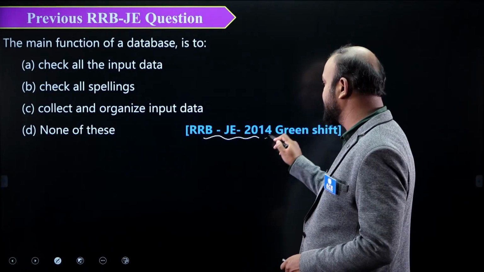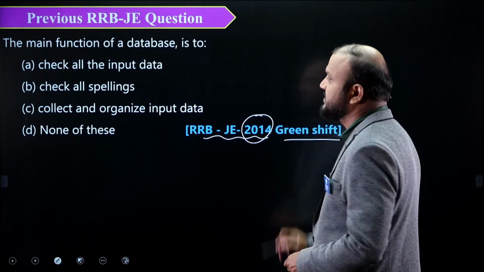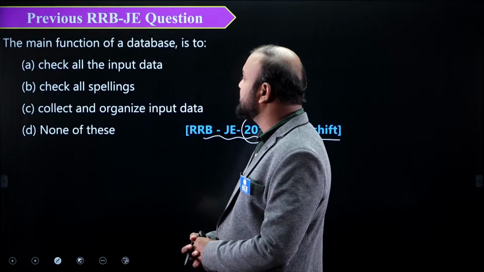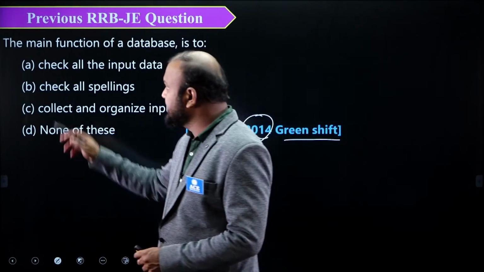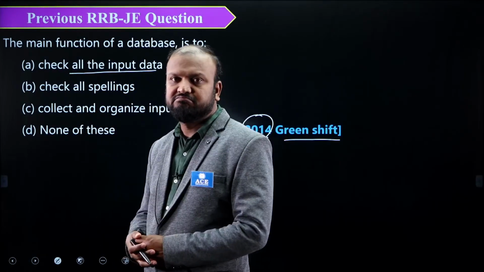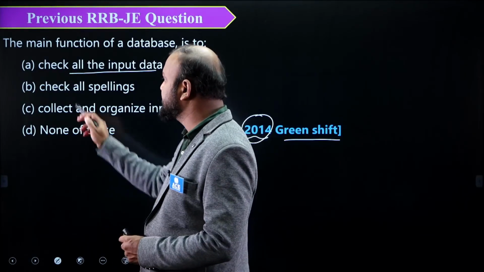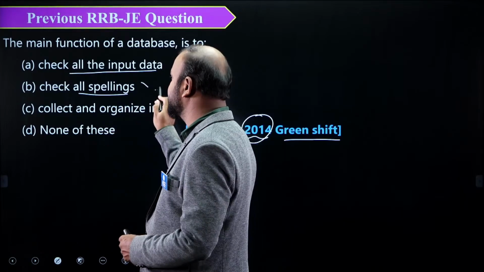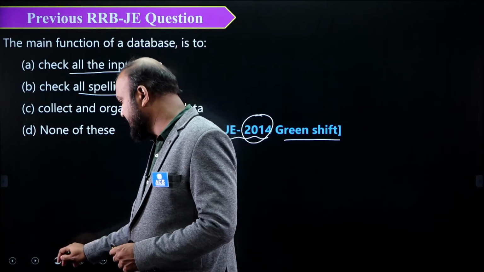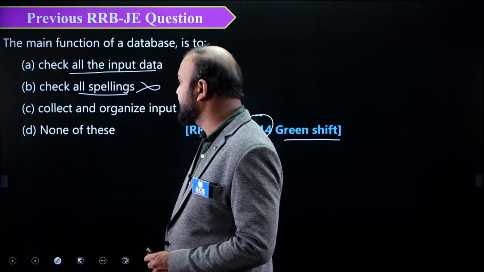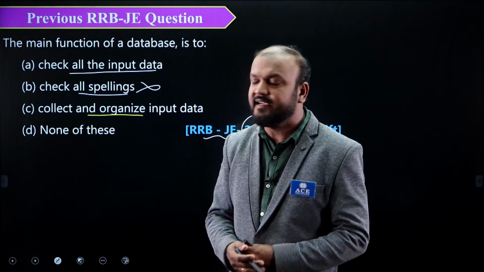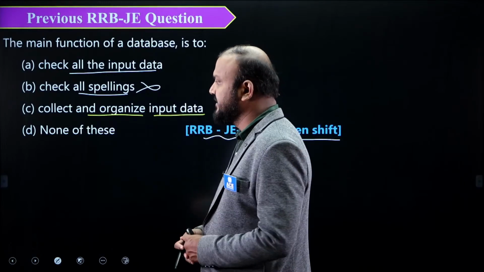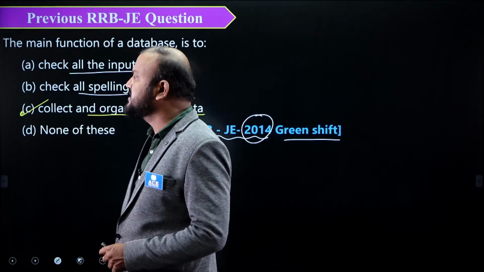Yeah, here these are the previous RRB JE questions. This is an RRB JE 2014 question, green shift. The question is: the main function of a database is to what? What is the function of a database? It is to check all the input data? Is it check all spellings? Okay, spellings cannot be verified. Collect and organize input data. Yes, a database system is to collect the data and organize the data. So we can call option C the perfect answer.